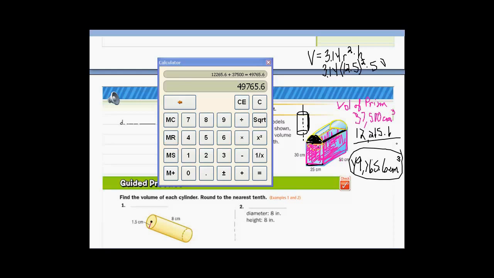Remember the formula for the area of a circle and the formula for volume. Okay. So volume, area of the base times the height, and it just so happens that the base of a cylinder is a circle, so you need to know pi times radius squared.